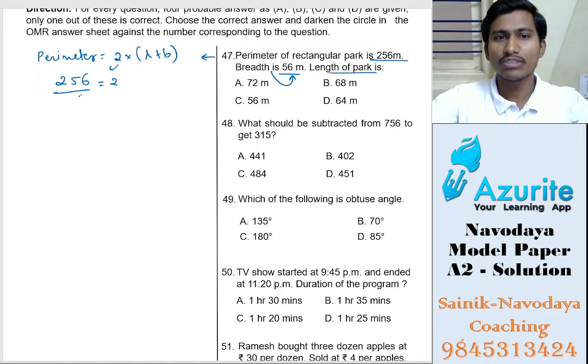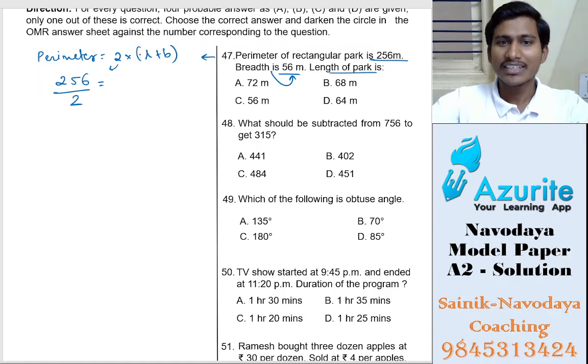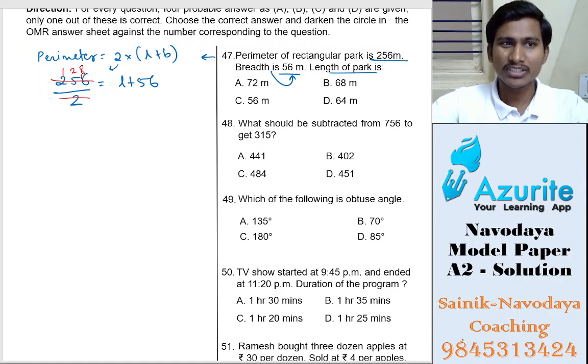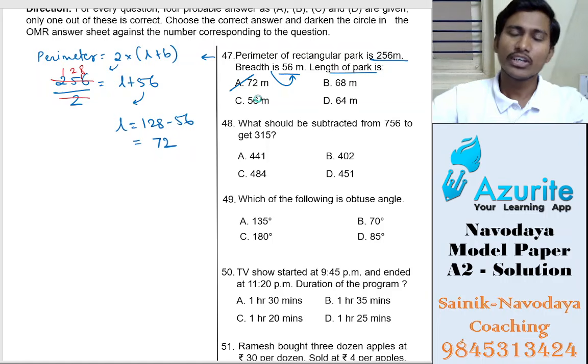So if you take the 2 times to the other side, it will divide, right? So you have to divide 256 with 2, and then length plus breadth equals that. Breadth is 56. If you divide with 2, what will be the answer? 2 128s are 256. So now to find the length, we have to subtract 56, because if you take it to the other side, plus will become minus. So length is equal to 128 minus 56. The answer is 72. Option A, right?